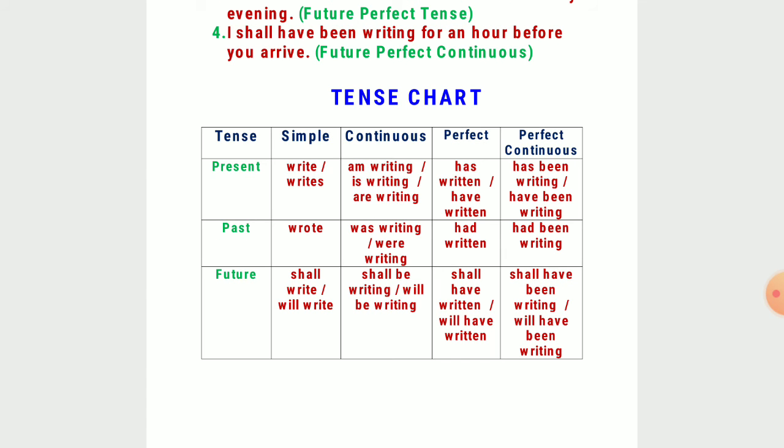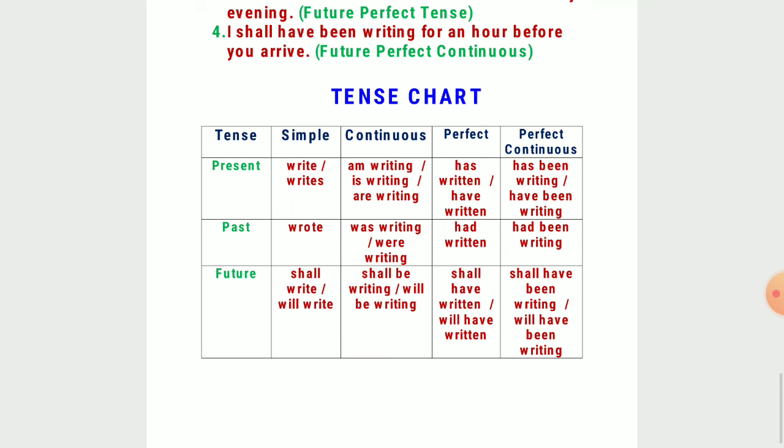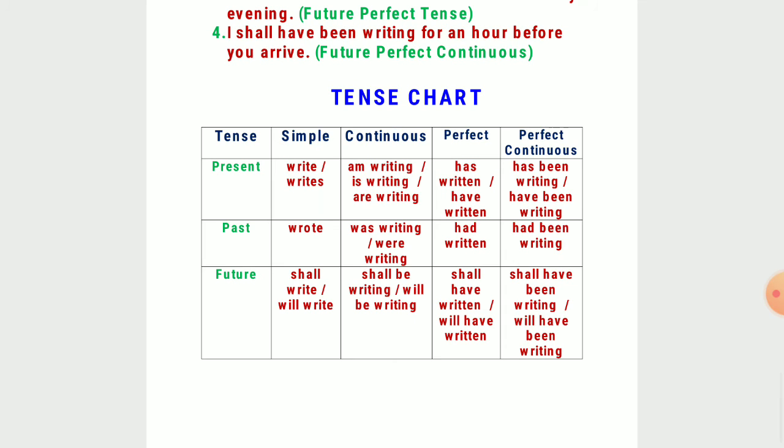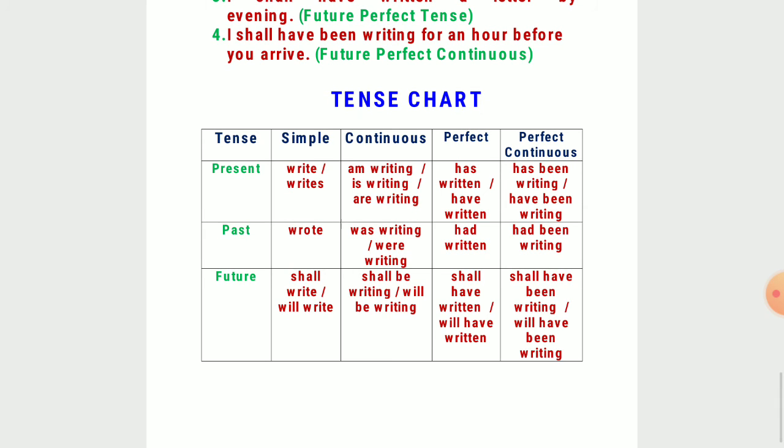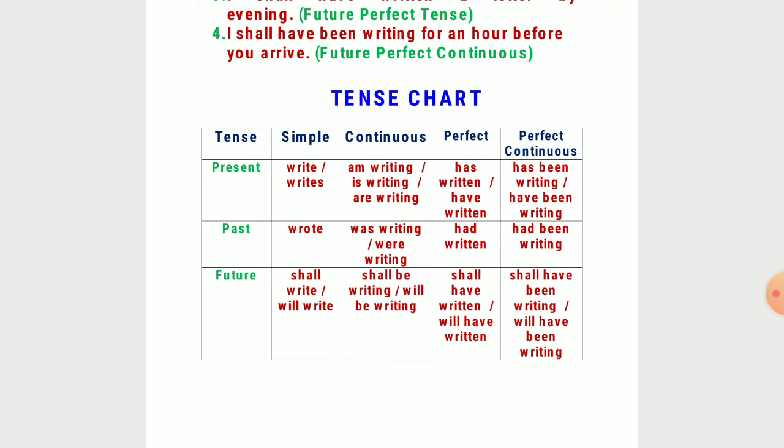Now past tense, simple past, it will be wrote. Past continuous, was writing, were writing. Past perfect, had written, and past perfect continuous, had been writing. Notice the changes. If you notice the changes properly, then it won't be difficult for you all.